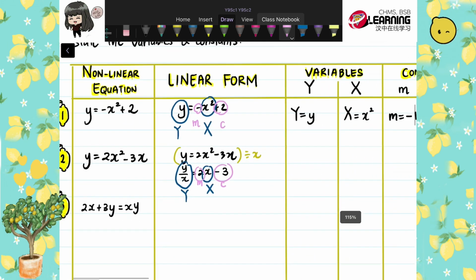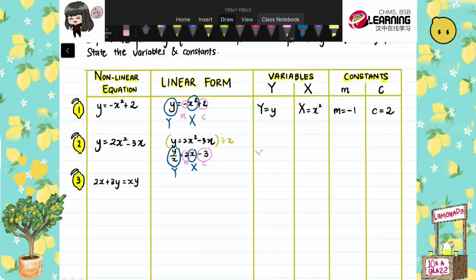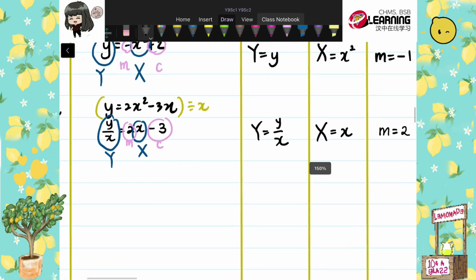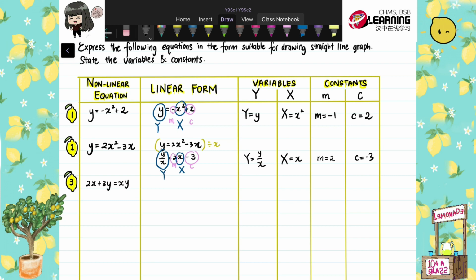See that? Okay, so I'm going to write it down over here. My big Y is Y over X. My big X is still X. My gradient is 2. My C is negative 3. Okay, your Y and X can have Y, X. Variable can have variable. Constant can have constant, but they cannot cross.